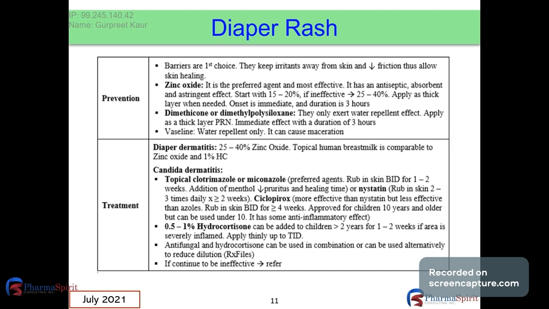Now we'll talk about the management of diaper rash. So we have two approaches in the management. We have prevention and we have treatment. So first, let's talk about the prevention of diaper rash.